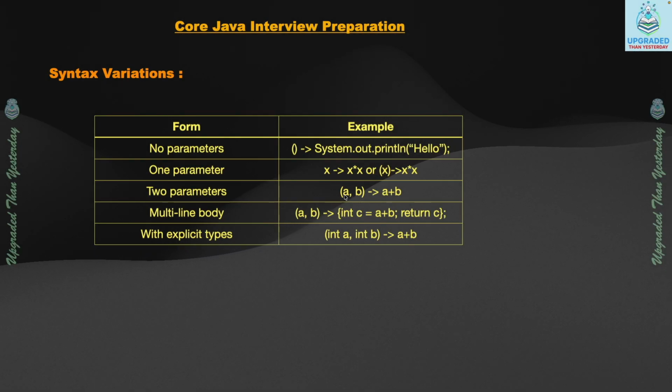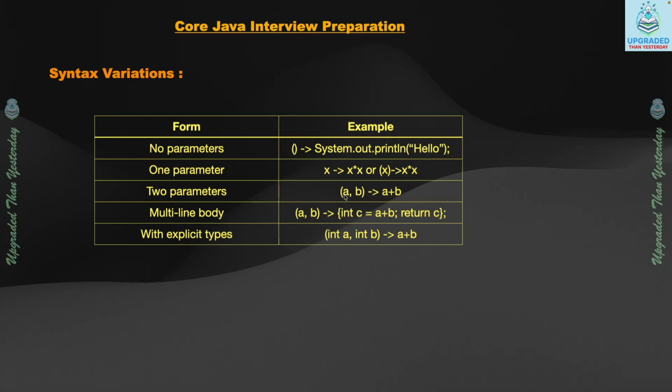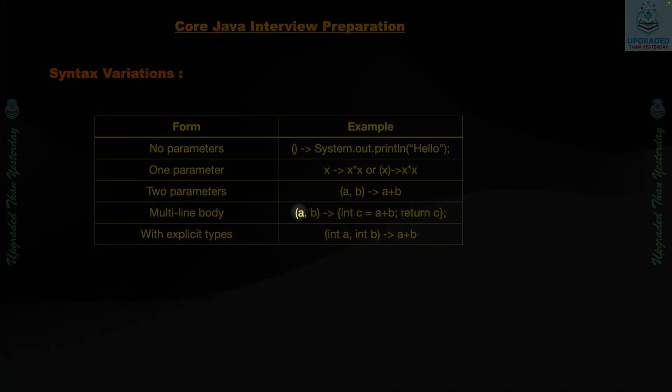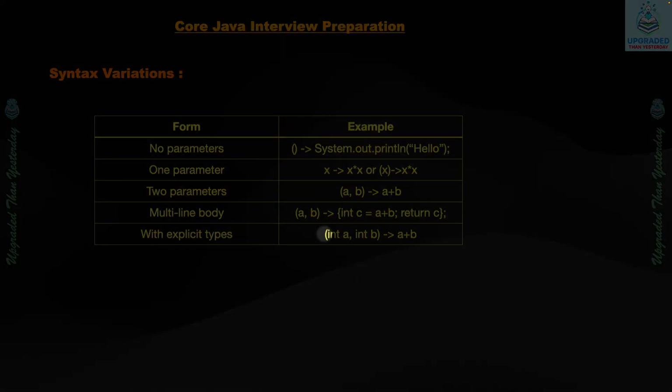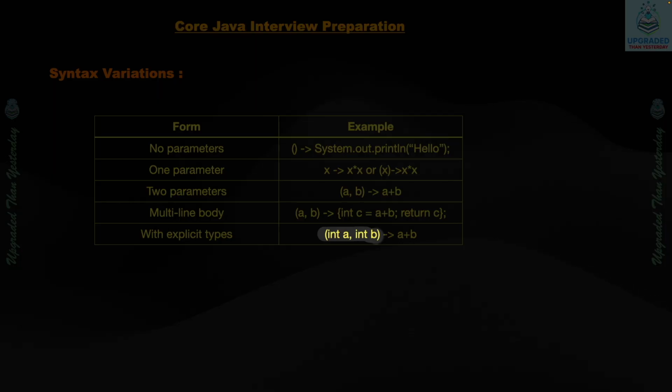Multi-line body. If your logic spans multiple lines, you must use curly braces and a return statement if the method returns a value. Explicit types. Usually Java infers the types for you. However, you can declare them explicitly, like int a, int b. Just remember, it's all or nothing. You cannot define the type of one parameter and leave the other parameter to be inferred.